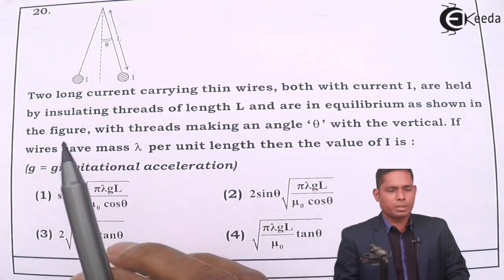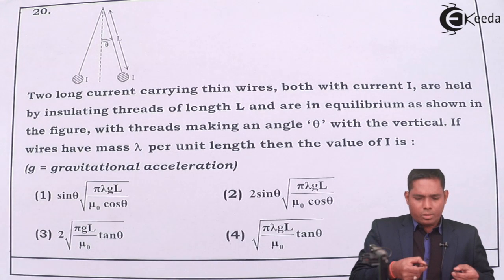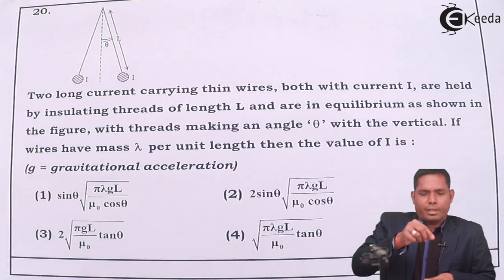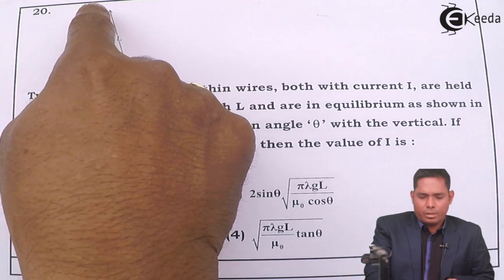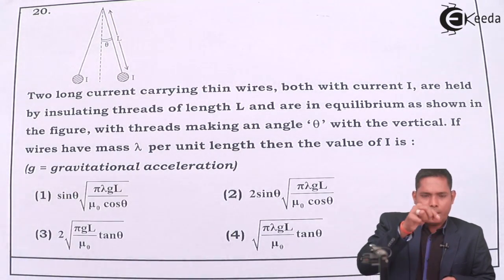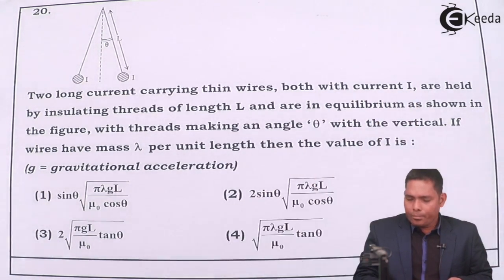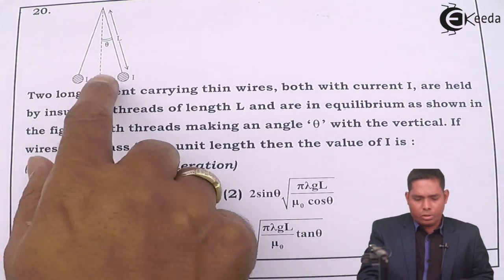So the situation is like this: two current carrying wires, held with threads like this. You can see in the diagram these are the threads. They are the two conductors which carry the current I, and these threads are insulating. So this is the situation.